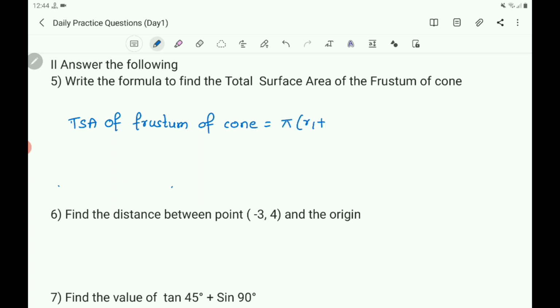into (R1 plus R2) into L, that is the LSA, plus the area of bases, pi R1 square plus pi R2 square. That is the total surface area. This is the lateral surface area, this is the area of one base, and this is the area of the other base. So you will get pi (R1 plus R2) L plus pi R1 square plus pi R2 square. This is the formula to find the total surface area of the frustum of a cone.